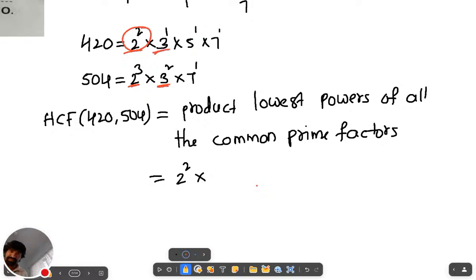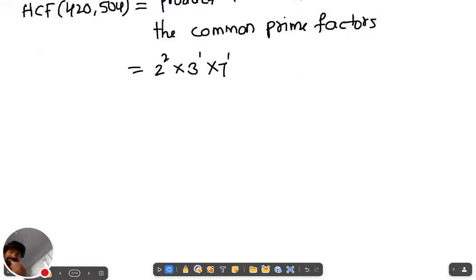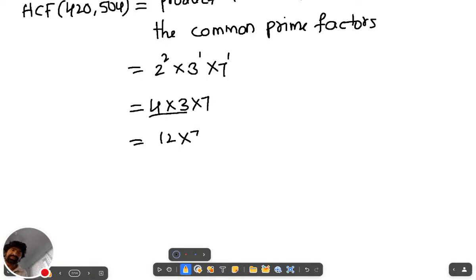Into 3, which is common, but 3 power 1 is the lowest. And next, what is common? 7 is common and 7 power 1 is the lowest. Okay. So here 2 square is 4, 4 threes are 12, 12 sevens are 84. So 84 centimeters is the length of the plank that will exactly divide both the given measurements.